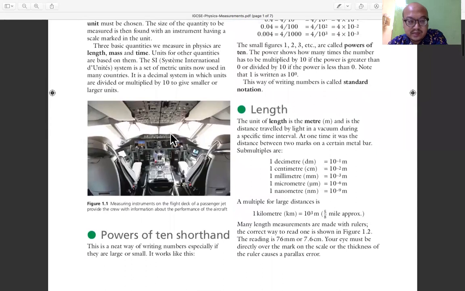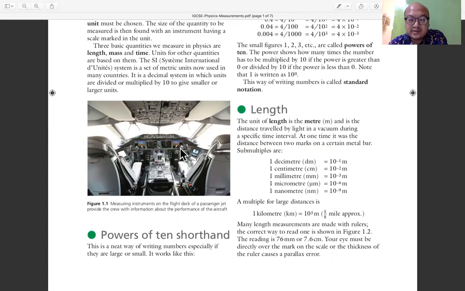So why is the background a cockpit? Because of measuring instruments. The flight deck on a passenger jet provides the crew information about the performance of the aircraft. There are some measurements here, like pressure, temperature, velocity of air, and also velocity of this jet, which can be seen on this panel.